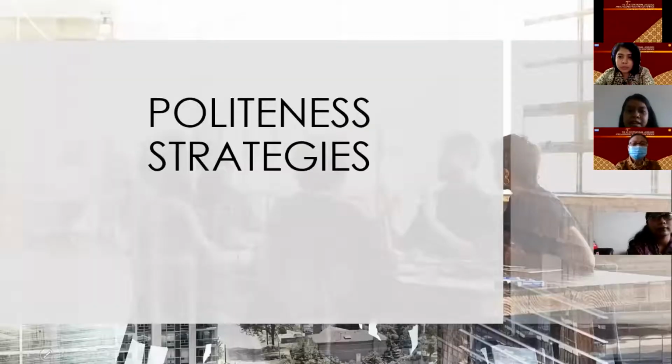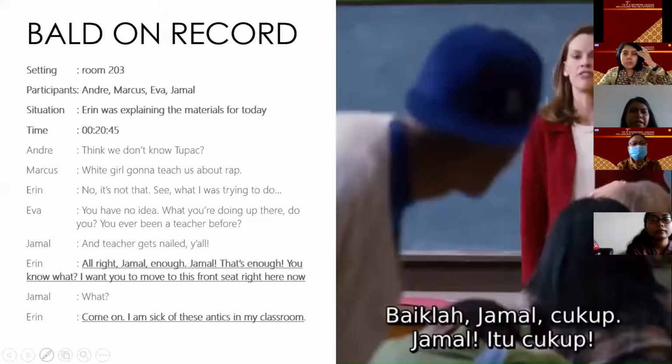Okay, here are some scenes that we can share when Erin implemented the 4 politeness strategies. So the first one is bold on record. It happened when Erin was explaining material for students, but then some students interrupted her by saying some inappropriate words, as we can see on the screen.